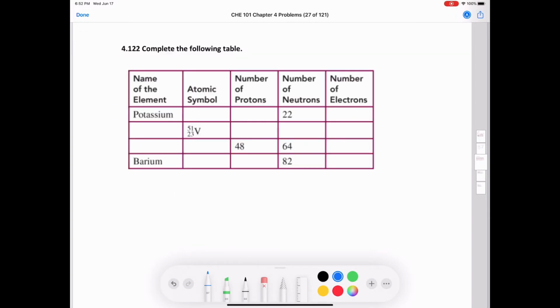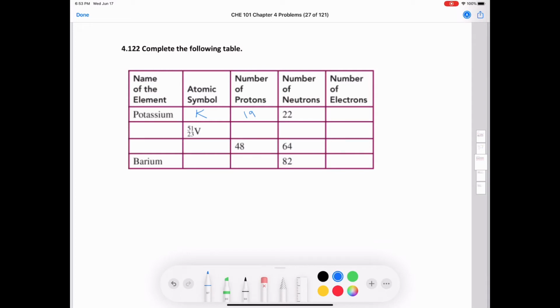Question 4.122 says complete the following table. So we'll start with potassium. The atomic symbol for potassium is the letter K, a little bit counterintuitive. Then it asks us for the number of protons. Well, for that, I just have to look at the atomic number. And potassium is element number 19 on the periodic table.